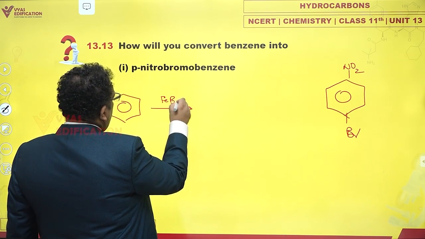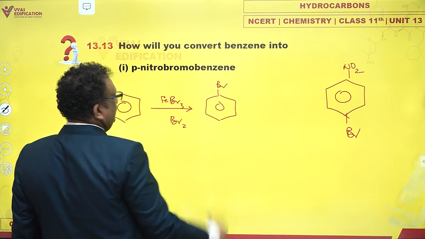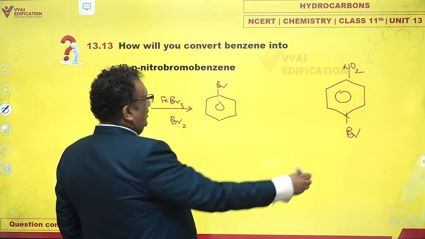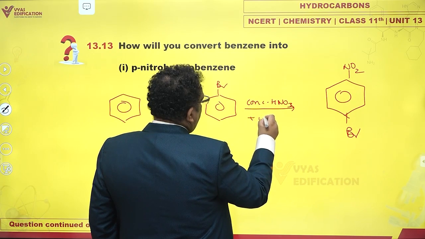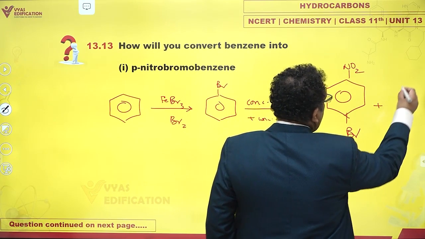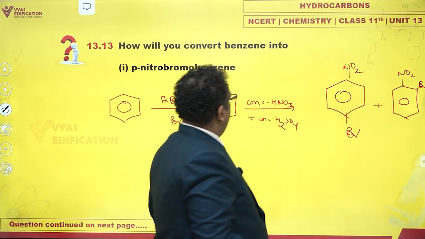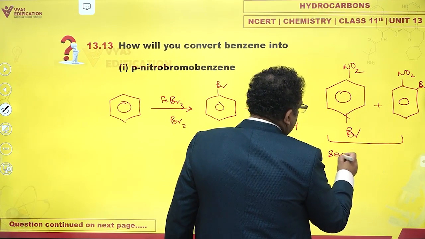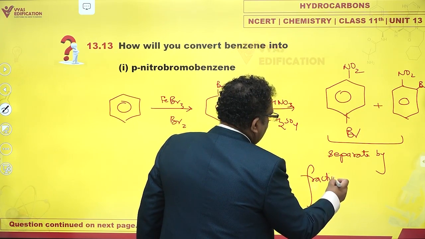So Fe, Br3 and bromine, electrophilic aromatic substitution, I get bromobenzene. And once I have bromobenzene, bromo is an ortho-para-directing group. I carry out nitration, concentrated HNO3 plus concentrated H2SO4, the standard classical nitrating mixture. And I get para, plus I also get some tiny bit of ortho-nitrobromobenzene also, because bromine is an ortho-para-directing group. And then I can separate them by fractional distillation.